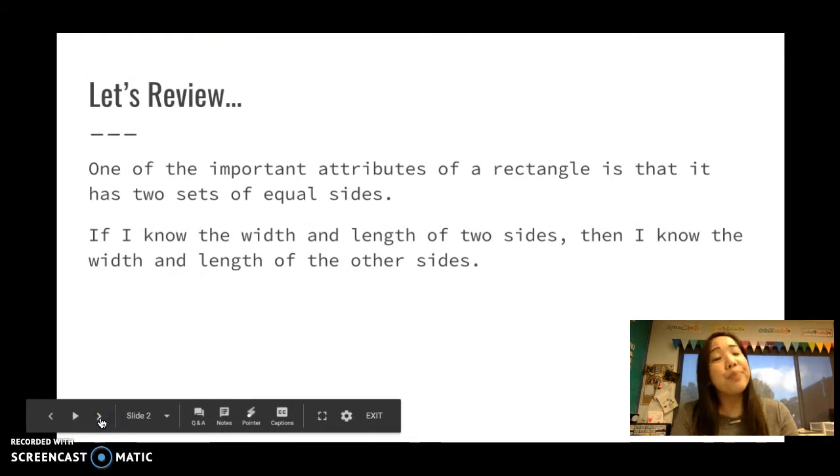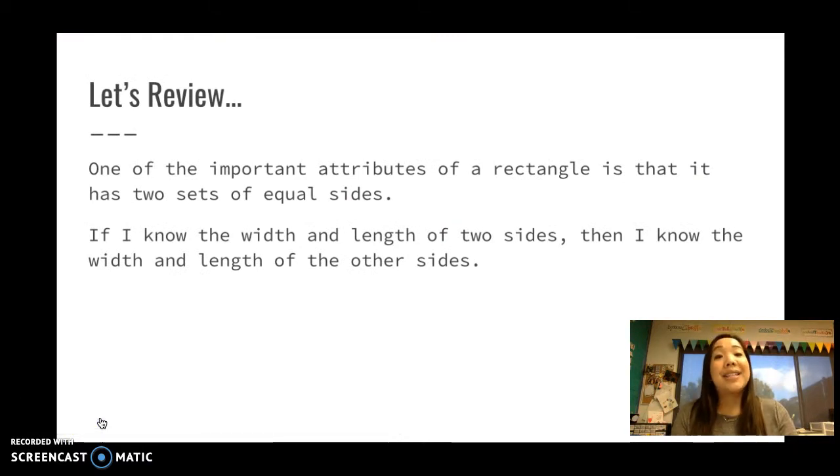So let's review. We know that rectangles have a lot of important attributes, but one of the most important attributes is that a rectangle has two sets of equal sides. So if I know the width and the length of one side, I'll be able to know the width and the length of another side.